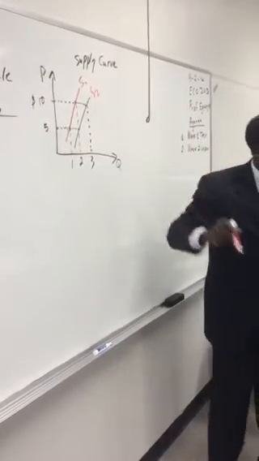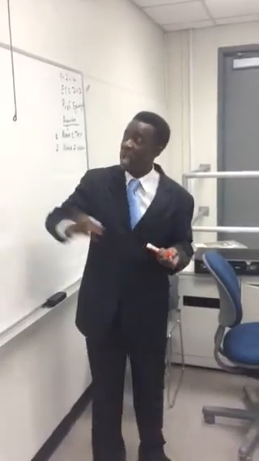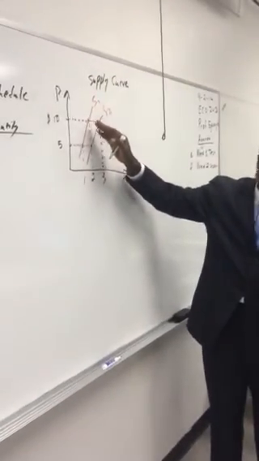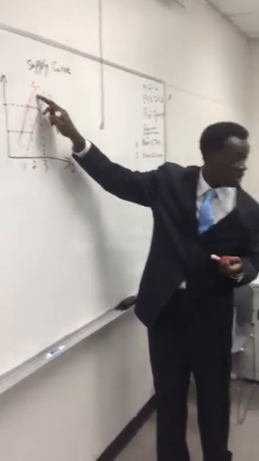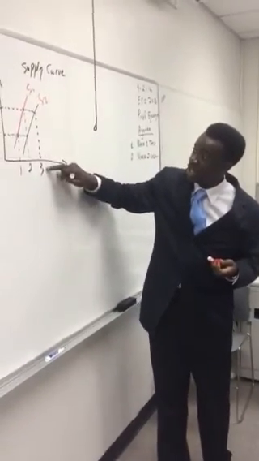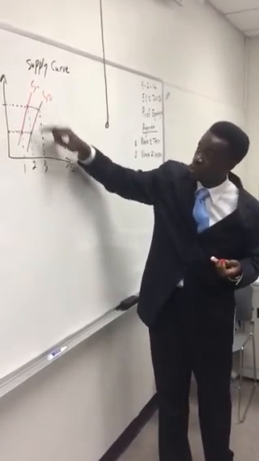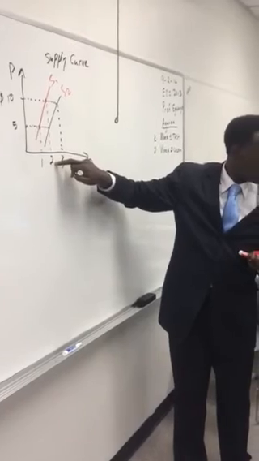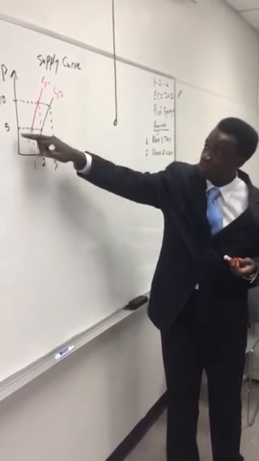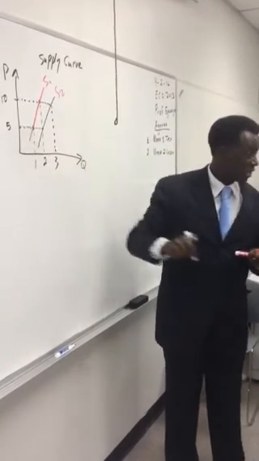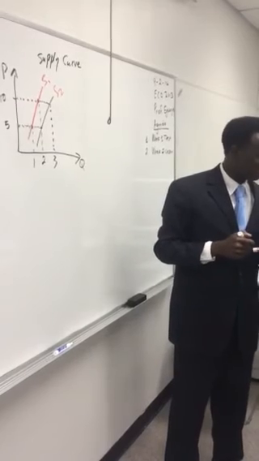If the price of inputs rises, supply will decrease. We shift from S2 to S1. Instead of supplying 3 at $10, now they'll be supplying 2 at $10. Instead of supplying 2 at $5, they'll be supplying 1 at $5, when supply decreases.